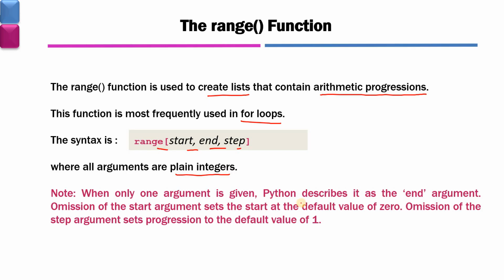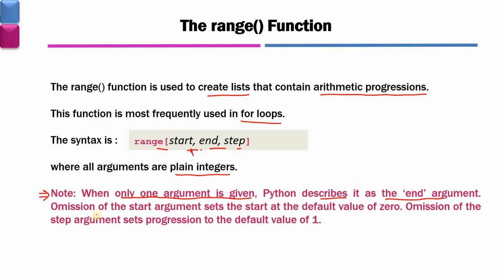Okay. Now suppose only start or only end is given, then what does it mean? First, you note this point. When only one argument is given, Python describes it as an end argument. Okay? If only one argument, I will show you the example in our practical session also.